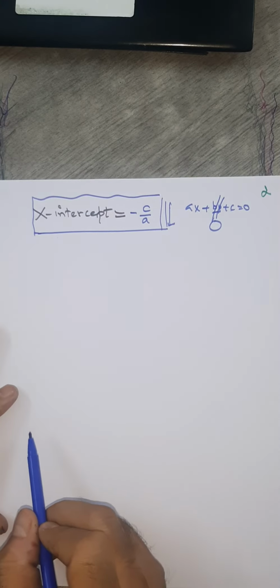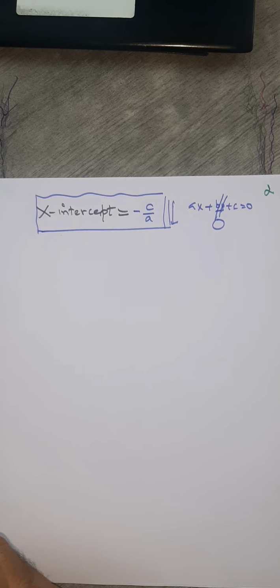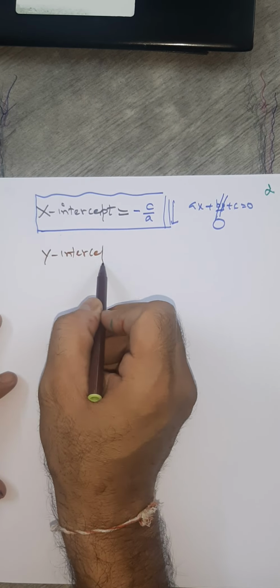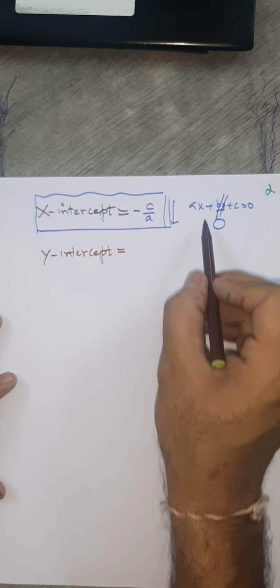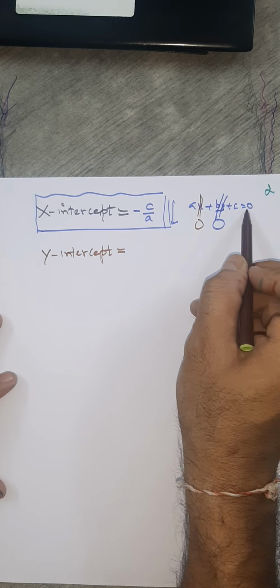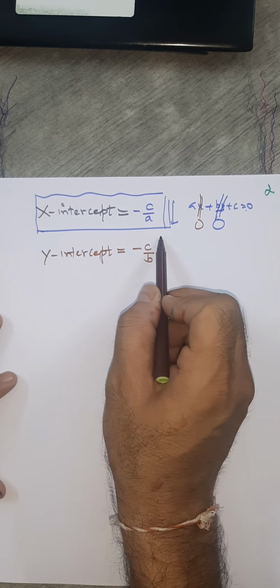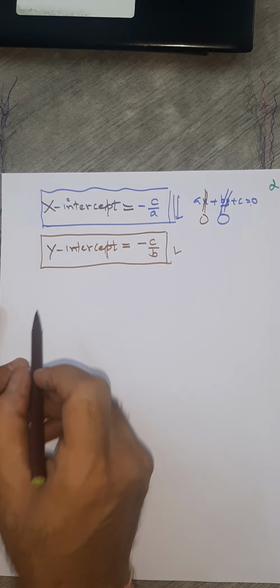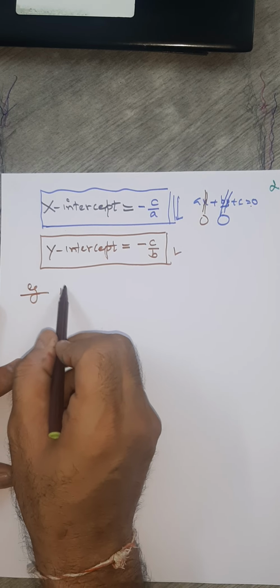You need to remember, if you are given the equation, the x-intercept you can find by this formula, minus c by a. What is the y-intercept? Same concept, but reversed. Put x equals 0 and make y the subject of the expression. So minus c by b. So three things you have from the line: slope, x-intercept and y-intercept.